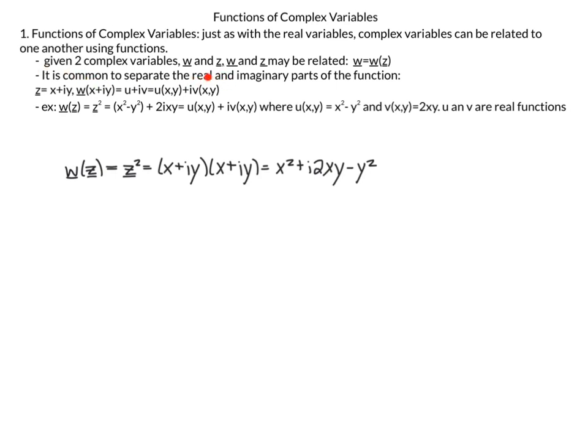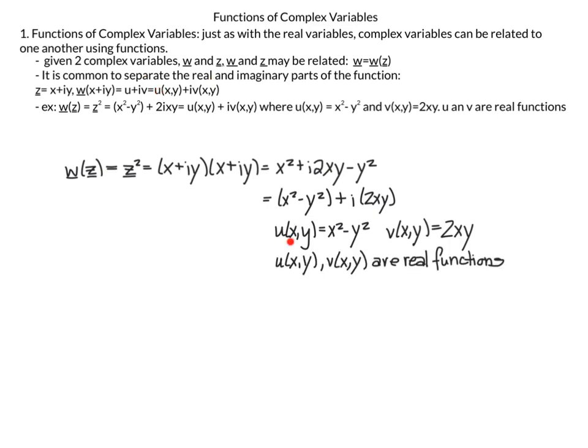It's common to separate out the real and imaginary parts of the function. So I want to write w of x plus iy equals a real function, u of x,y, plus i times another real function, v of x,y. Looking at our example over here, I'm going to group the things that are not multiplied by i, that's my x squared minus y squared, and then over here I'm going to group i times 2xy. So I can say that u is equal to x squared minus y squared, and v is equal to 2xy. So I put it into this form, u of x,y plus i times v of x,y.